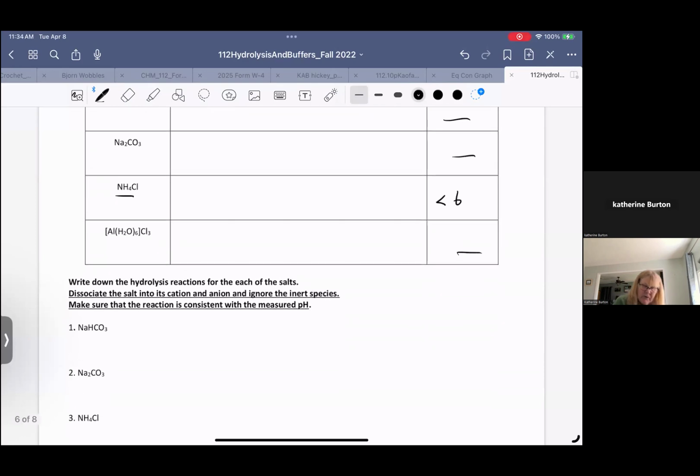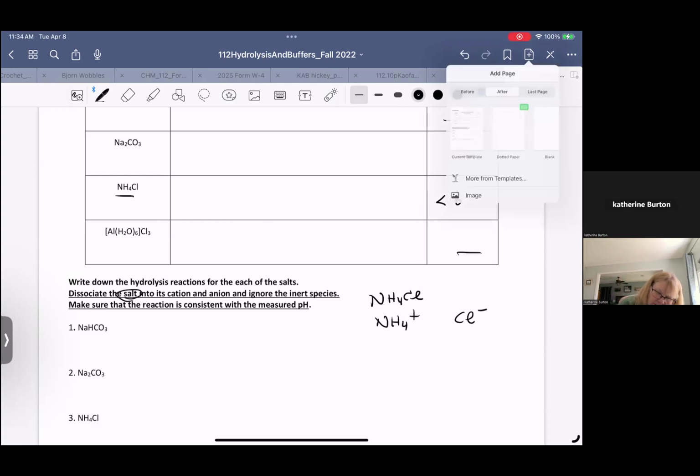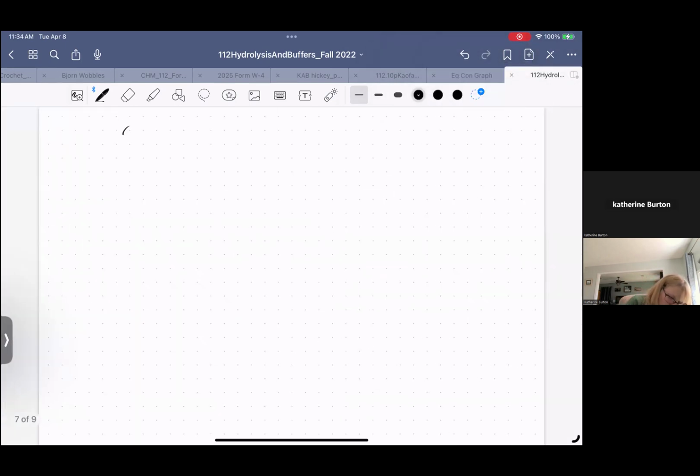When you write the hydrolysis reactions, it is very important to do two things. One, dissociate the salt into its cation and anion. So if I have ammonium chloride, I'm not going to react ammonium chloride. I'm going to recognize that I have ammonium and I have chloride. Chloride, we know, is inert. When we looked at our salts back from chapter 16, it's really important to have this list in your head. Remember that the conjugates of the strongs are inert.